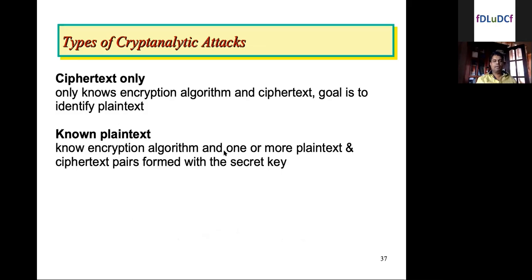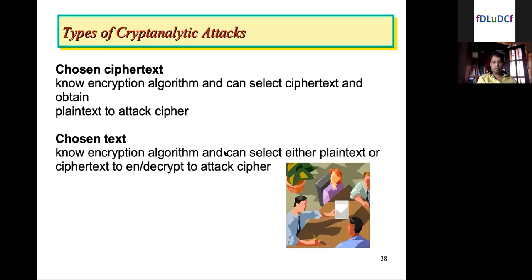And if they know plain text and partial ciphertext, that's much better. They have more information. Then in a chosen ciphertext attack, they know about the algorithm, and they can put in known inputs and find out the known outputs, and then try to break the key based on that information. Similarly, chosen plain text attack. These are the different situations cryptanalysis may work with.